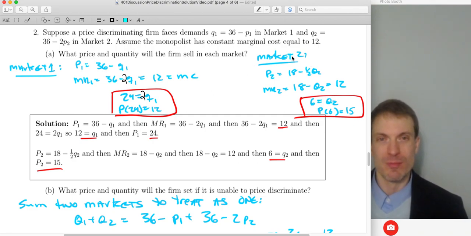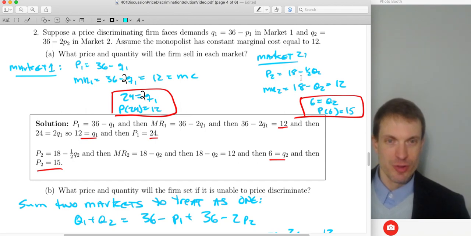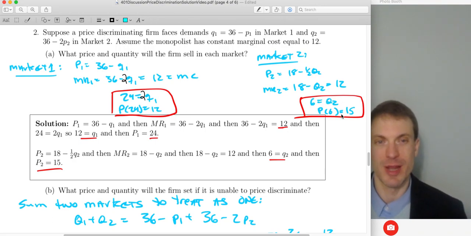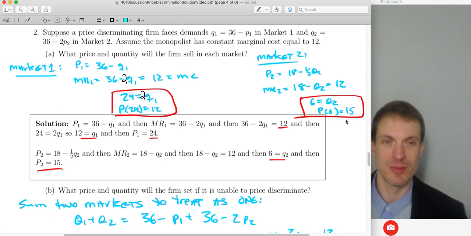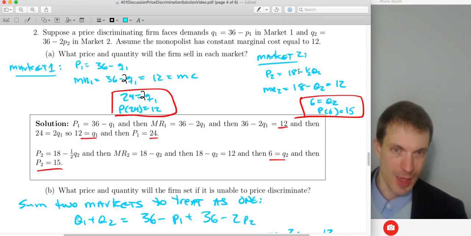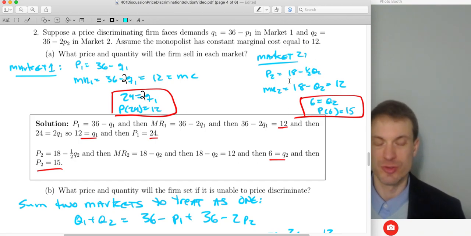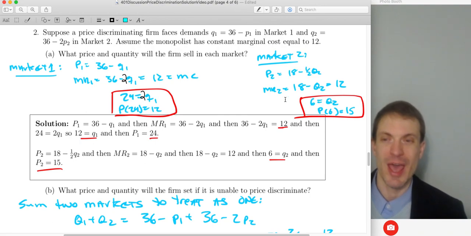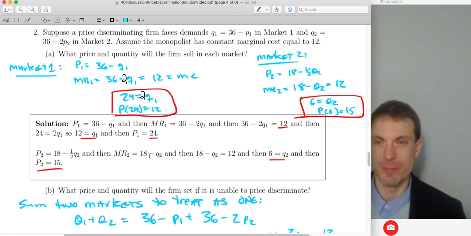All right, so market 2. What's going to happen here? We've got the same vertical intercept, twice the slope, going from the inverse demand to the marginal revenue. So going from 18, 18 is still my vertical intercept. My slope goes from 1/2 to 1. All right, and then solving, 6 to one side. Okay, so my monopoly quantity is 6, my monopoly price 15, right? Monopoly price is 15 because that's going to be 18 minus 1/2 times 6. All right, so that part's right.